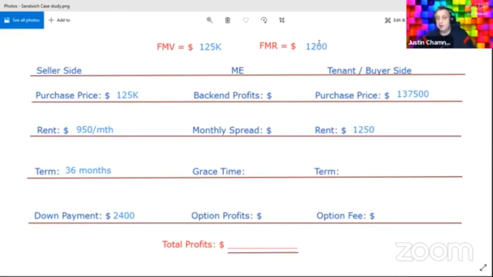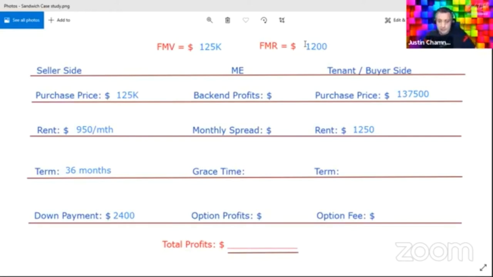The monthly rent that I can charge is $1,250. Now, remember, fair market rent for the neighborhood is $1,200. We're still in the neighborhood. I owe the seller $950, but I put it out there for rent at $1,250. I'm going to get $50 more a month than everybody else in the neighborhood, and you can do that. That's not a big spread, not a big difference between the normal $1,200 for the neighborhood and the $1,250 that I'm collecting from this guy.